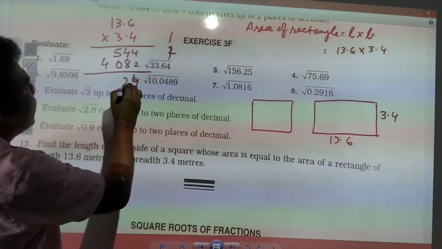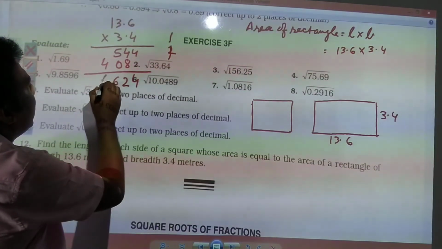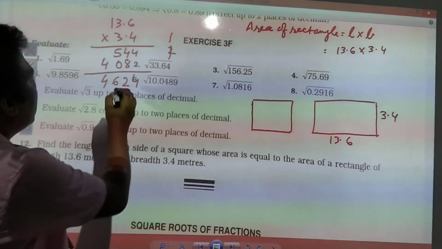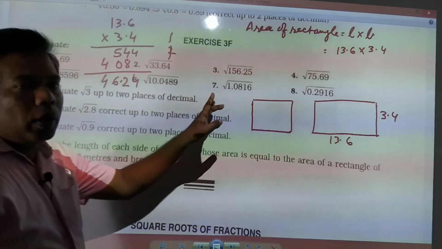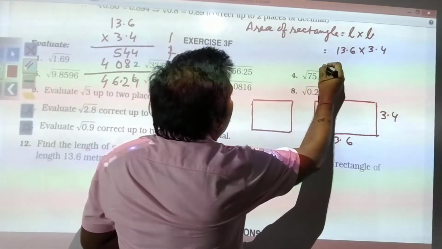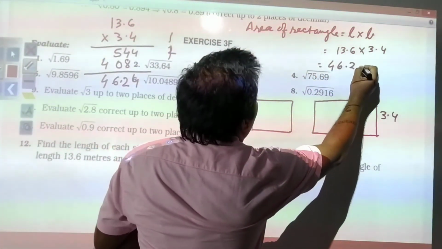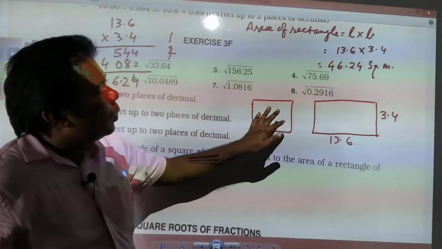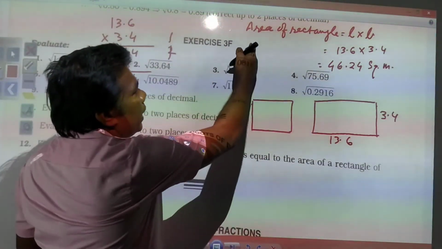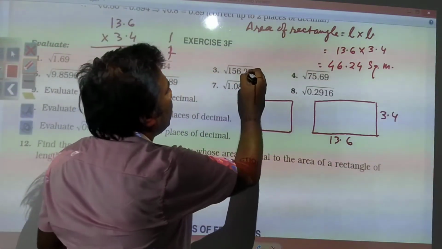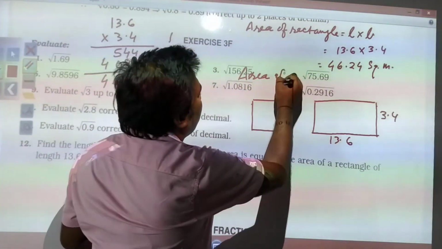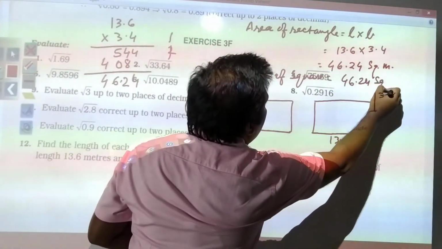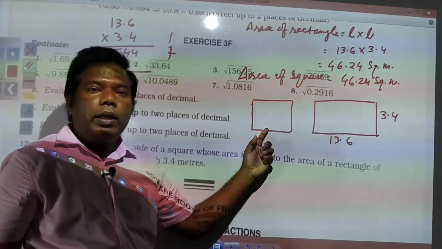So 4, 12, 6 and 4. After decimal you have 1 and 2. So here you will put the decimal. So area of the rectangle you have got 46.24 square meter, and this area is equal to the area of the square. Area of rectangle is equal to area of square. So area of square is equal to 46.24 square meter, because area of rectangle is equal to area of square.